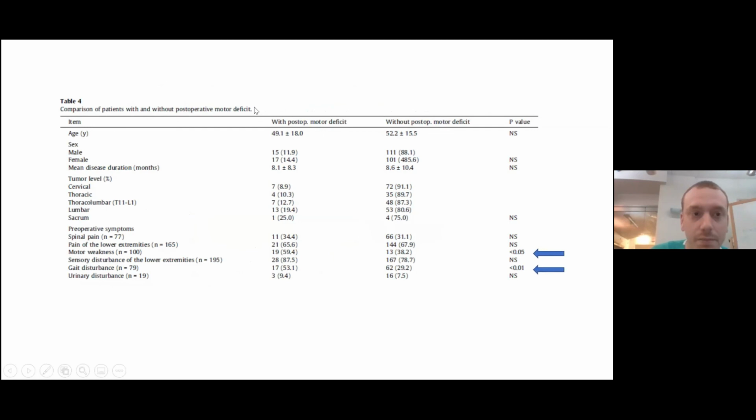Basically, they show that after following 244 patients, patients that developed postoperative motor deficits, not surprisingly, had preoperative early myelopathic signs with gait disturbances and were weak prior to surgery. As has been demonstrated in other spinal tumors or spinal lesions, patients that have preoperative deficits usually do worse than patients that do not.